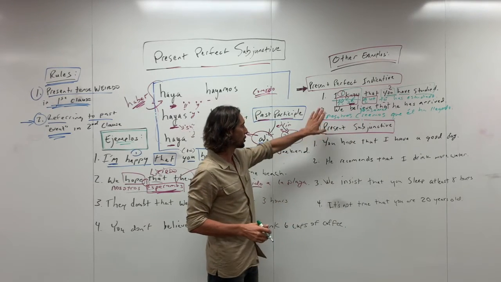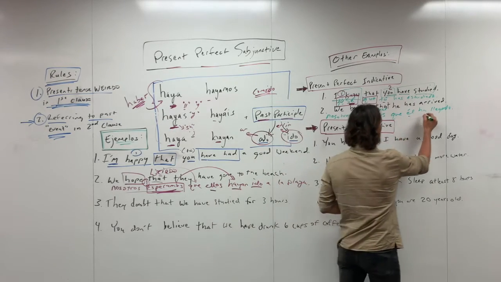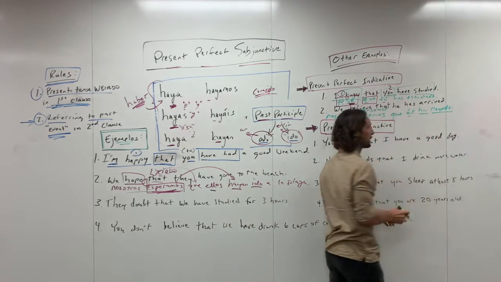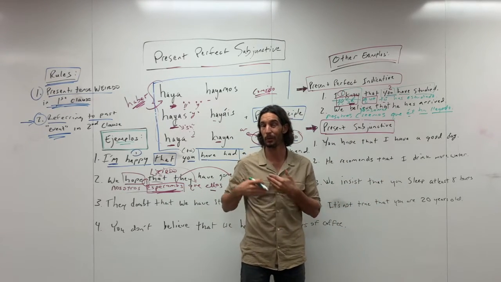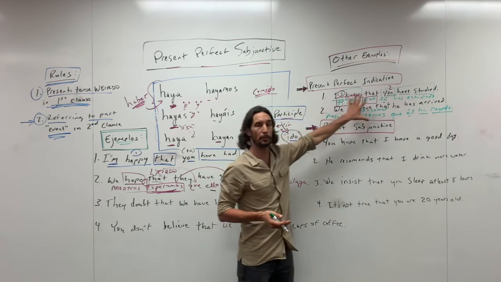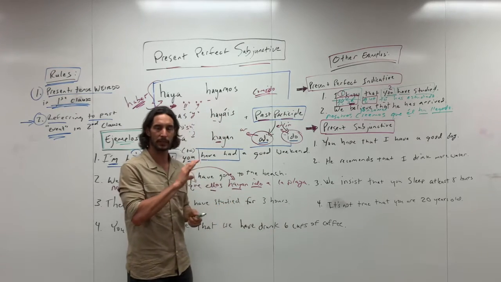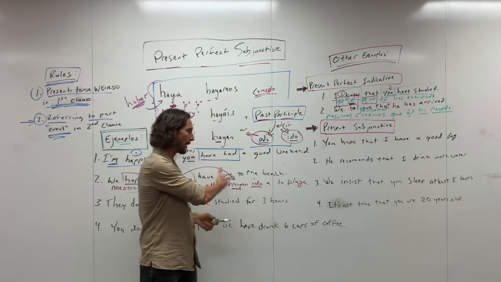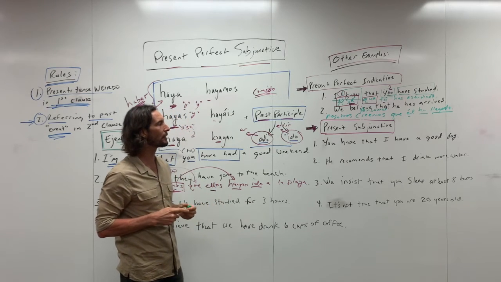And so, nosotros creemos, we believe that he has arrived. You don't need subjunctive because there's no weirdo in the first clause. In other words, creemos is not a weirdo. And so we just use the present perfect indicative, right? And so I want to move down to subjunctive because that's going to be the sort of segue back over here. And so we have here, you hope that I have a good day.